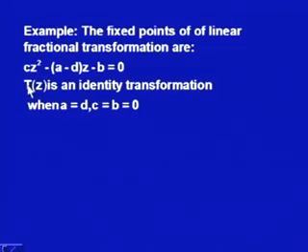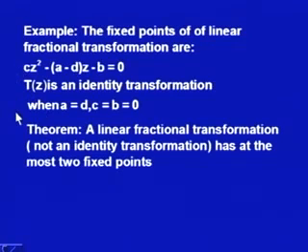So we say that the transformation T(z) is an identity transformation when A is equal to D, this is 0, and B and C are also 0. So this equation is trivially satisfied. That means every point will map to itself, and such a transformation is an identity transformation. So under this condition the linear fractional transformation will become an identity transformation. And on the basis of this we establish a theorem that a linear fractional transformation which is not an identity transformation has at most two fixed points.